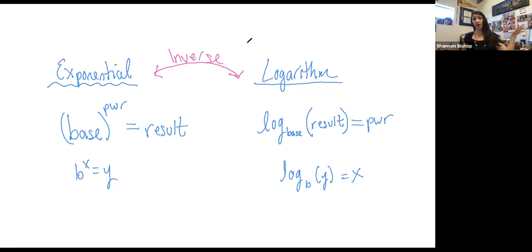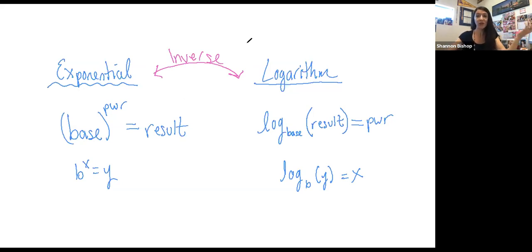So from this point on, if you're trying to solve an exponential and you're like, well, how the heck do I solve an exponential? Simple, you use a logarithm. That's how you solve an exponential. Logs are the inverse of exponential. And similarly, if you already have a logarithm, and you're like, well, how the heck do I solve a log? Simple, you use an exponential.